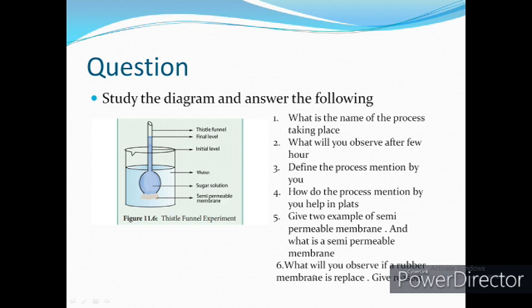Okay. Now what will you observe if a rubber membrane is replaced? If we replace this one with a rubber membrane, then we will not observe anything. There will be no rise in the water in the crystal funnel. This is because rubber is not semi-permeable. Actually it is impermeable. It will not allow the water to pass through. That's why it will not rise.